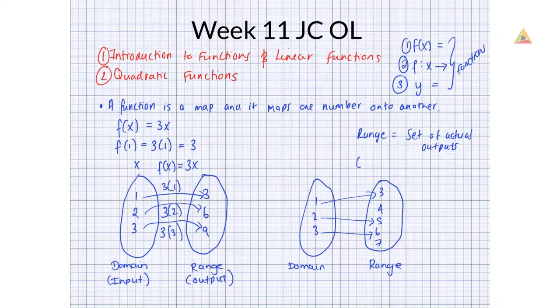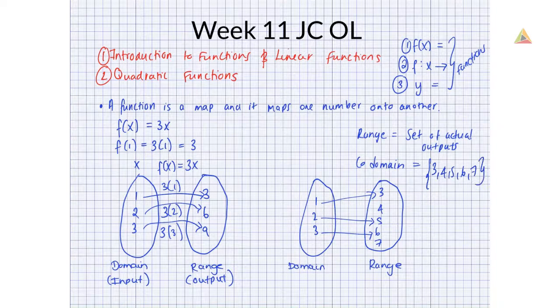And the codomain is all of the possible outputs. So you'll see in the diagram there that not all of the outputs are mapped. So nothing is actually mapped onto 4 and nothing is mapped onto 6. So the codomain is all of the possible outputs. So it's everything there. So 3, 4, 5, 6 and 7.